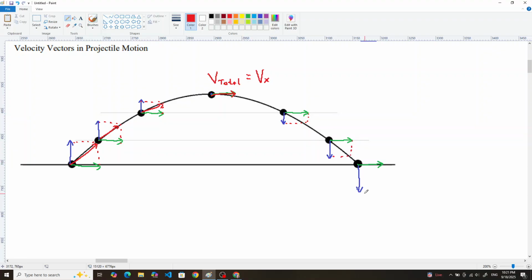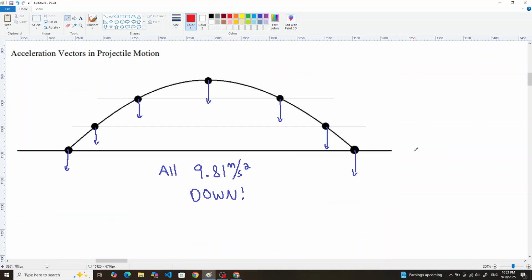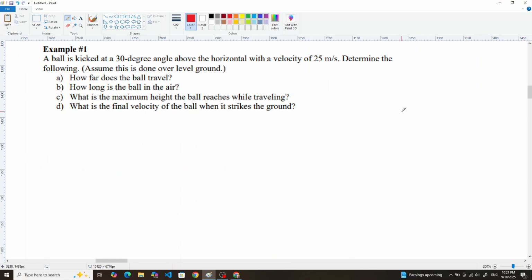Then on the way down, the y velocity vector begins to increase in magnitude. And in red, once again, we see the result. The green vector for x does not change. Acceleration is always down, 9.81 meters per second squared. Accelerations are created by forces, and the only force present is gravity. So we have one example.